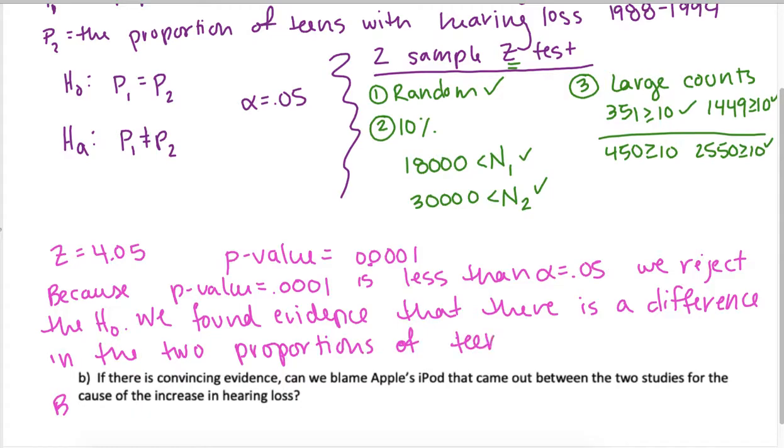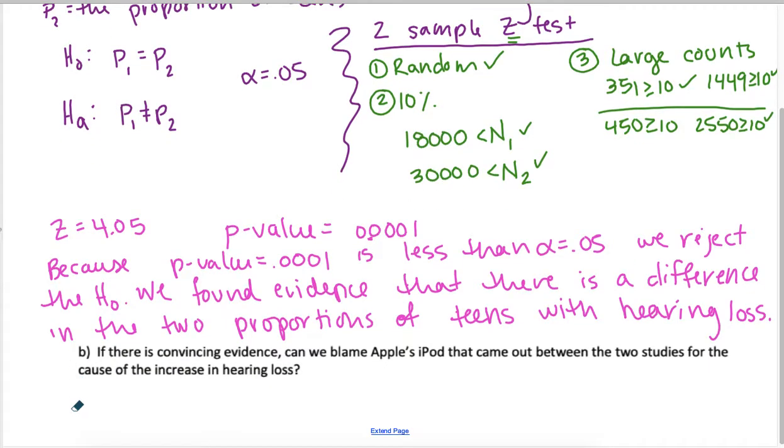Of teens with hearing loss. All right, so that 4%, I had a hunch. I was like, wow, that's really kind of far from what we expected. Statistically, that agrees with me there. So, if we were to have a follow-up part that says, if there is convincing evidence, okay, we had that.